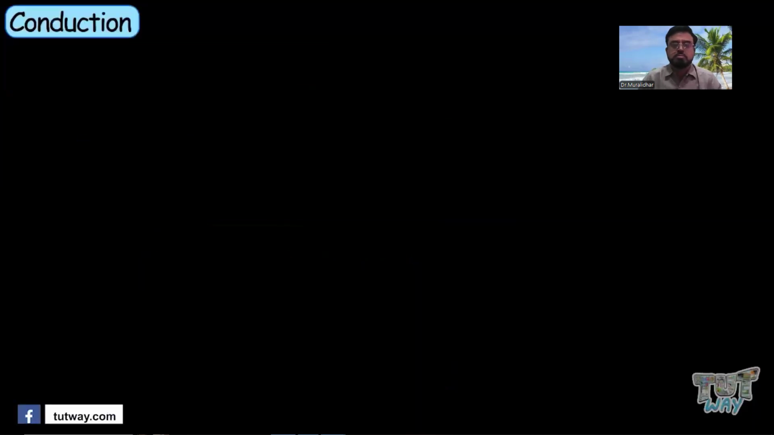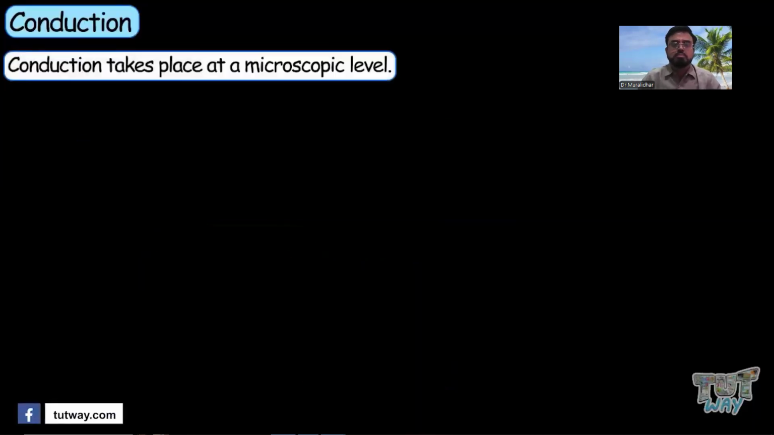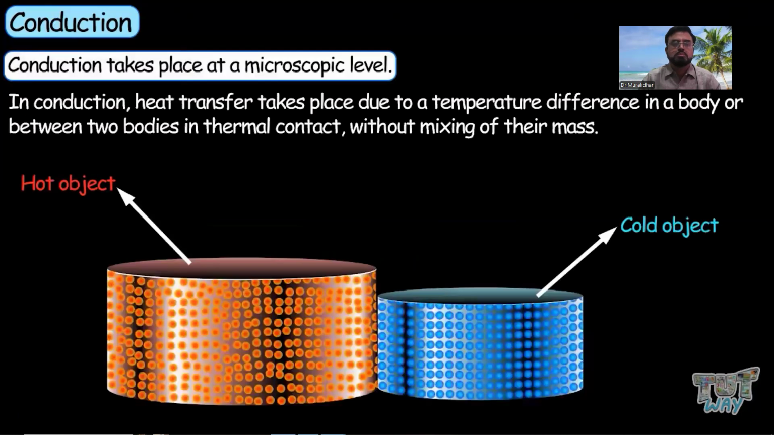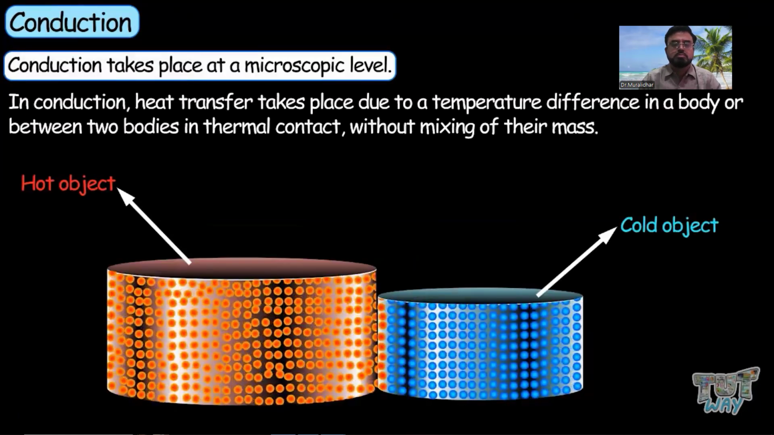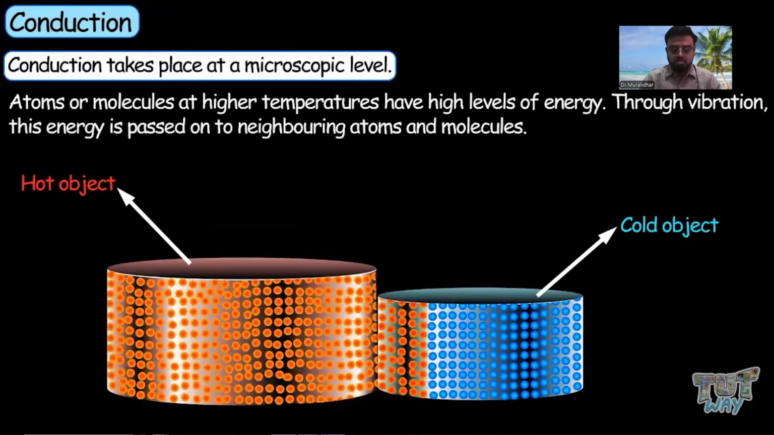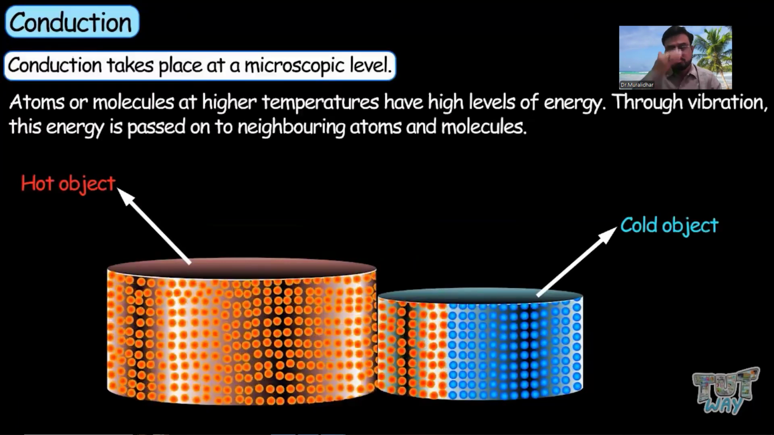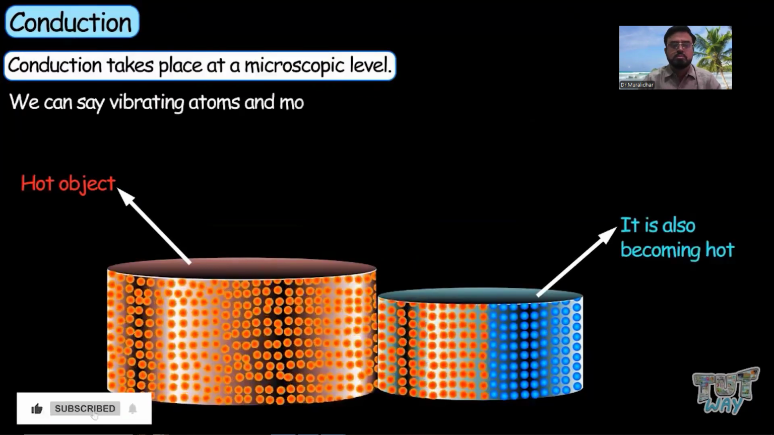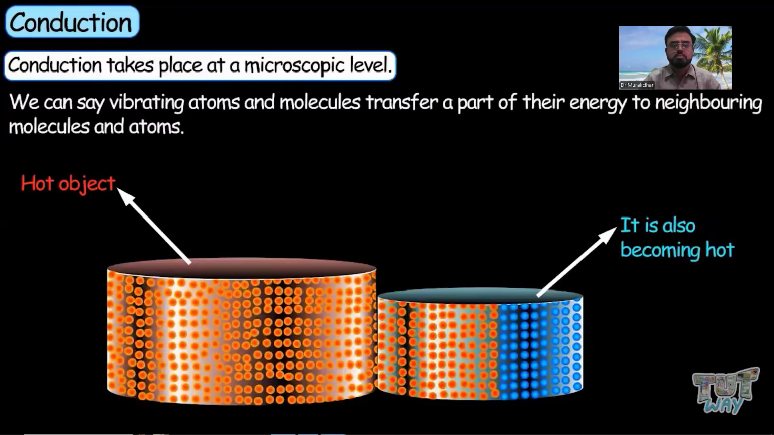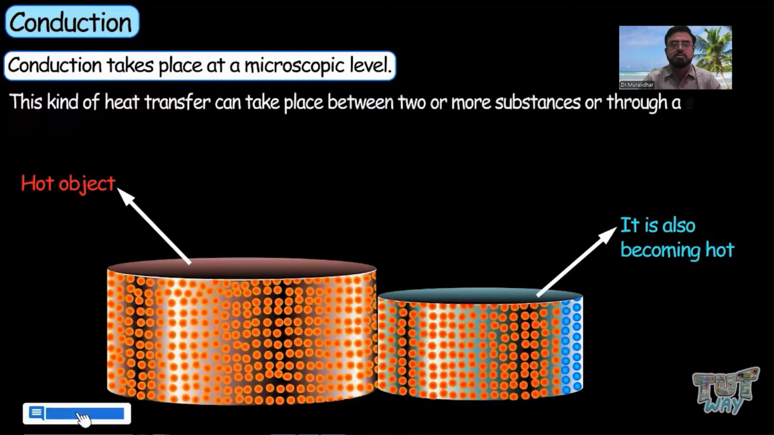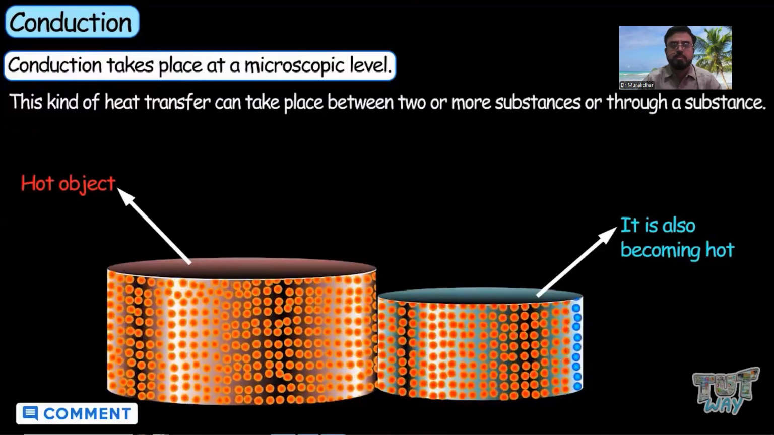Conduction. Conduction takes place at a microscopic level. In conduction, heat transfer takes place due to a temperature difference in a body or between bodies in thermal contact without the mixing of their mass. Atoms or molecules at higher temperatures have high levels of energy. Through vibration, this energy is passed on to neighboring atoms and molecules. Or we can say vibrating atoms and molecules transfer a part of their energy to neighboring molecules and atoms. This kind of heat transfer can take place between 2 or more substances or throughout a substance.